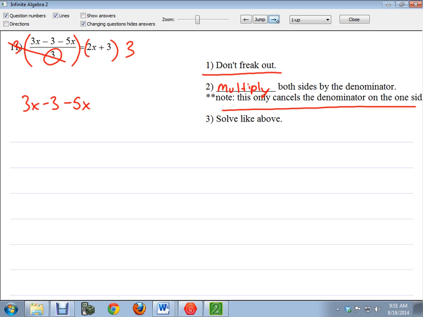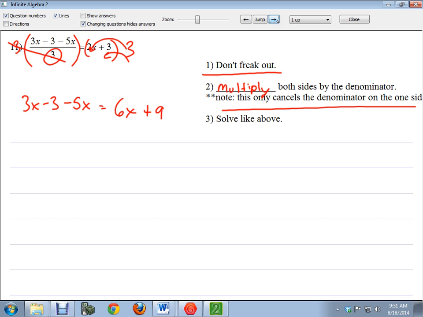The right side, however, is different. There is no denominator on the right side. So we do actually have to multiply this 3 out, and we'll use the distributive property to do this multiplication. 3 times 2x is 6x, and 3 times 3 is 9.